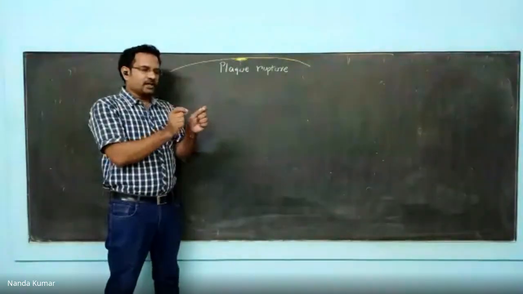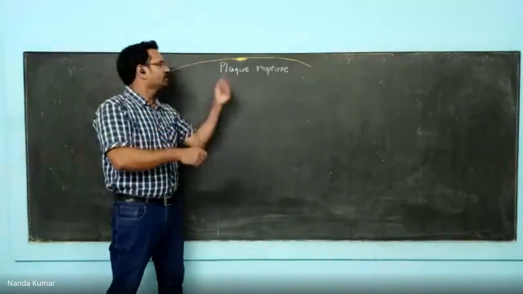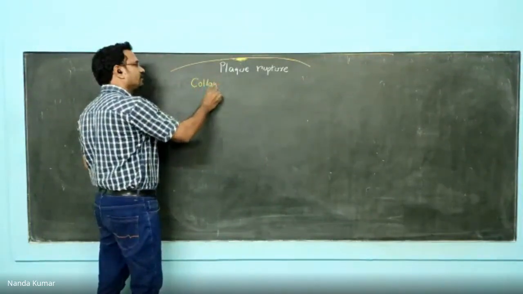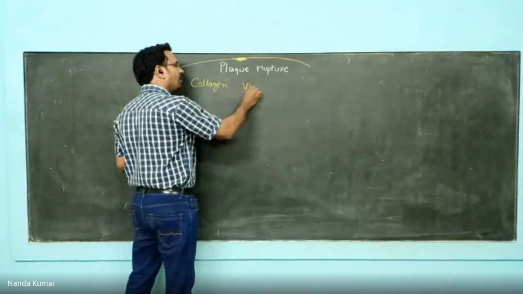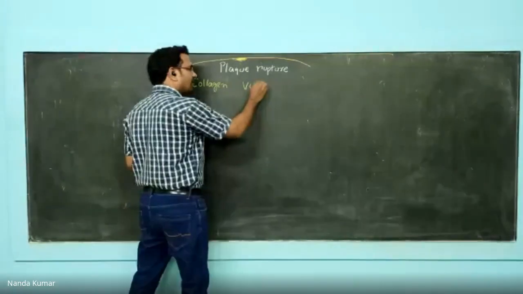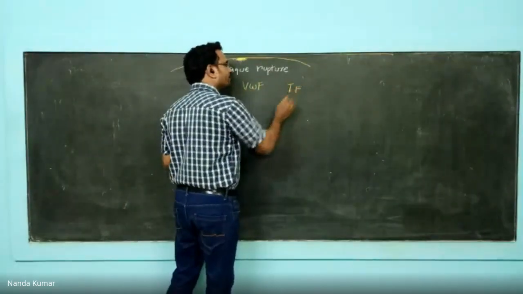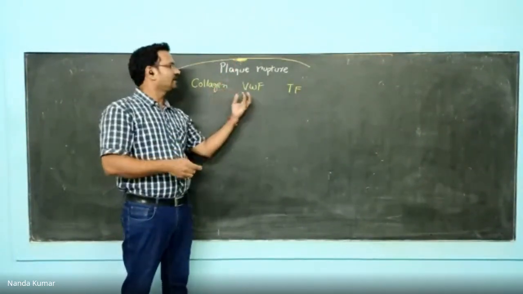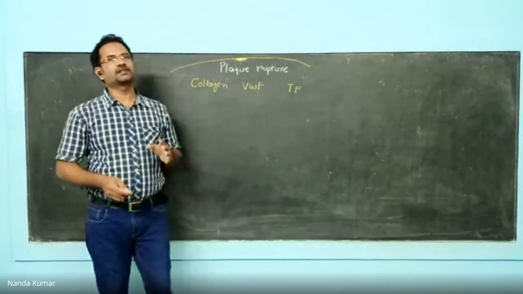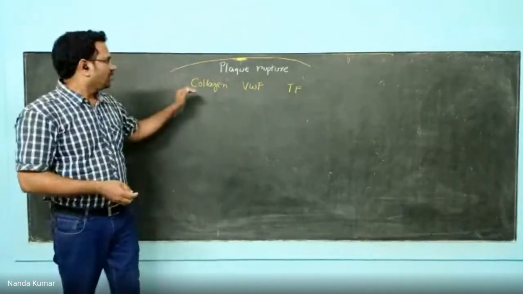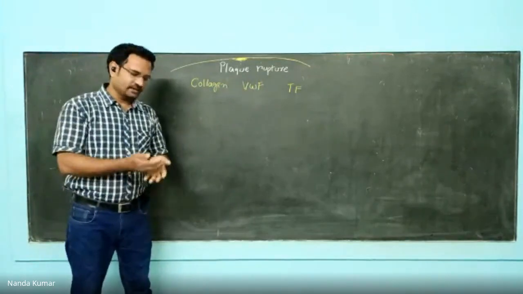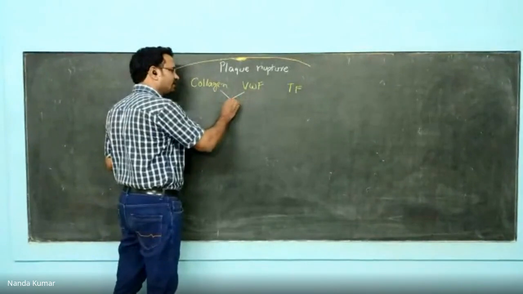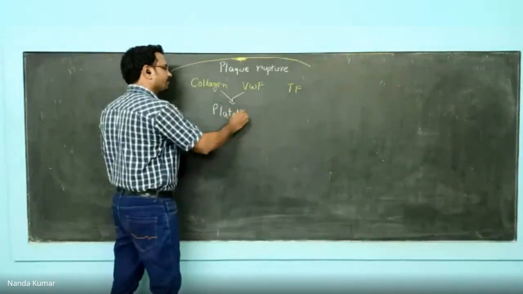So when plaque rupture occurs, the rupture exposes certain biomolecules to the blood circulation. Biomolecules like collagen, von Willebrand factor, and tissue factor. All of them are inside this blood vessel. When blood vessel rupture occurs, all of them will get exposed to blood circulation. In the blood circulation, you have platelets. Collagen and von Willebrand factor bind with platelets, and this results in platelet activation.